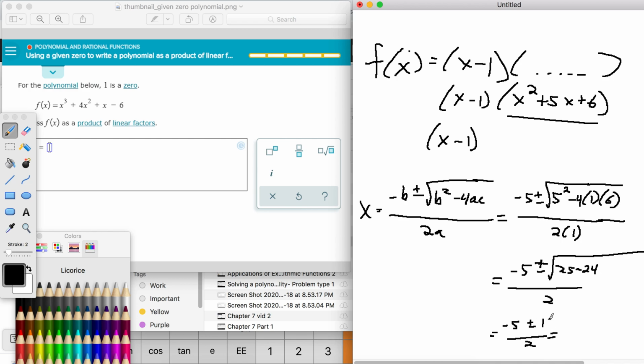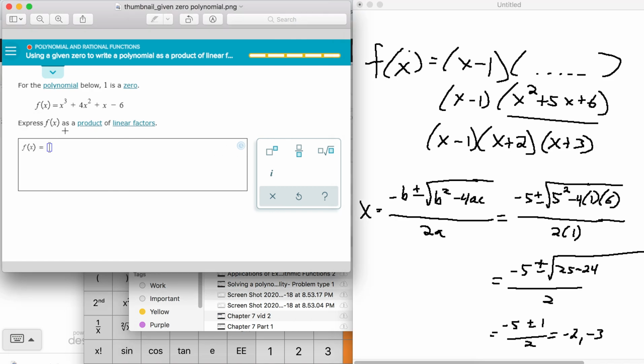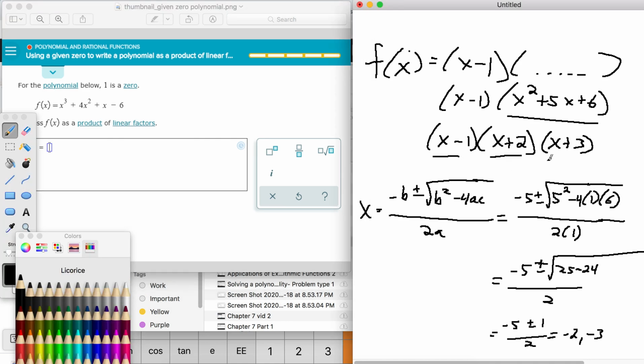So negative 5 plus 1 gives you negative 4, and then negative 4 divided by 2 gives you negative 2. Negative 5 minus 1 gives you negative 6, and negative 6 divided by 2 gives you negative 3. So we have the other zeros, and just like before, when 1 was a 0 it had to be x minus 1, if negative 2 is a 0 it's got to be x plus 2. That way, if you plug in negative 2, negative 2 plus 2 gives you 0. And so x plus 3 has to be that last piece. So that's f of x as a product of linear factors.